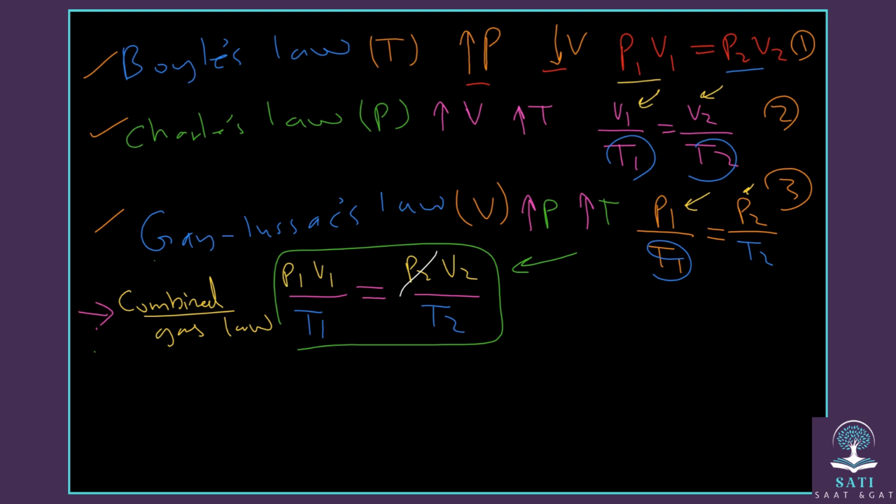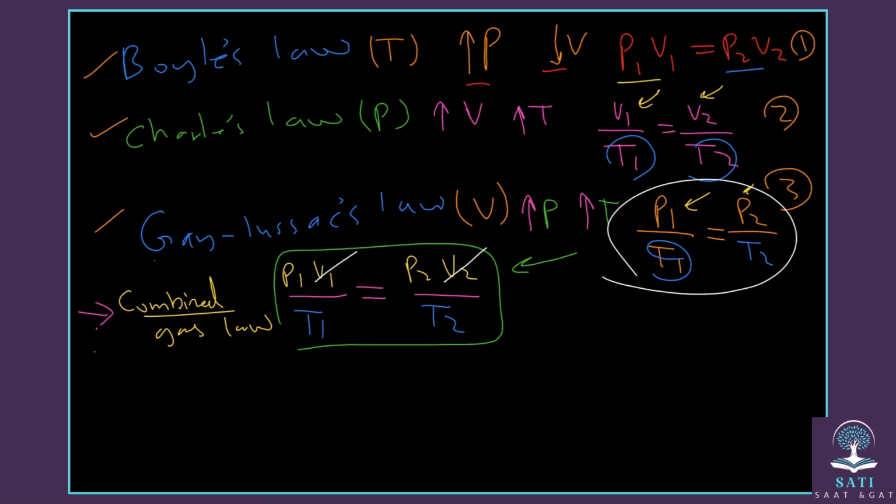And if you are talking about Gay-Lussac's law now, that means the volume is constant, so cancel the volume from here. What you'll get is P1 over T1 equals P2 over T2, which is this formula. So this is the combined gas law for the three formulas.